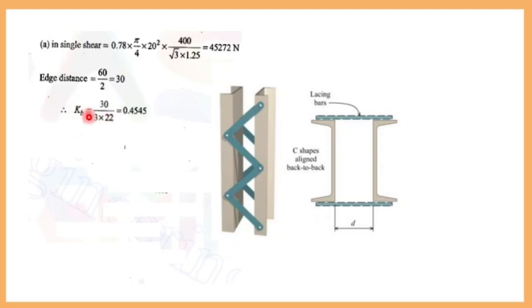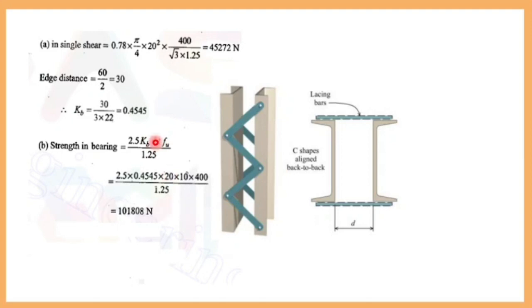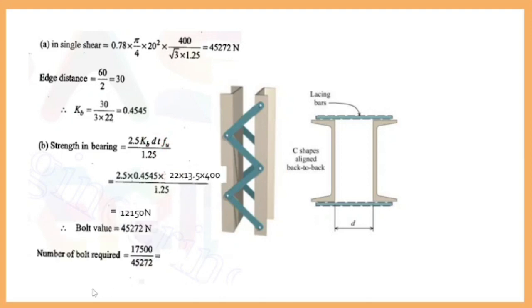What is Kb, which is the least of the three parameters? 30 divided by 3 into 22. e is edge distance. 30 divided by 3 into 22 is 0.45. Strength in bearing is 2.5 times Kb, which is 0.45, times d, the diameter, times t, the thickness. Now you will be getting these values. This is 45 and this is 121.50. 45 is least.